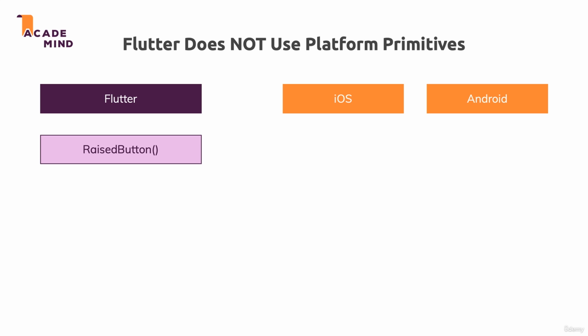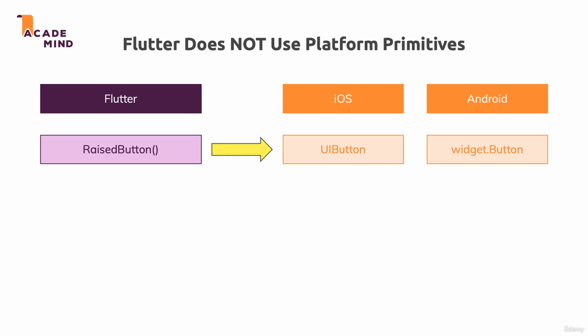Now, you could think that what happens when the code gets compiled to that native code is that this raised button is translated to, hey, iOS, please give me your default button, which would be a UI button element in the iOS development world, and for Android, a widget.button, that we get these native buttons, which are of course part of the native development environments. And that's not what happens.